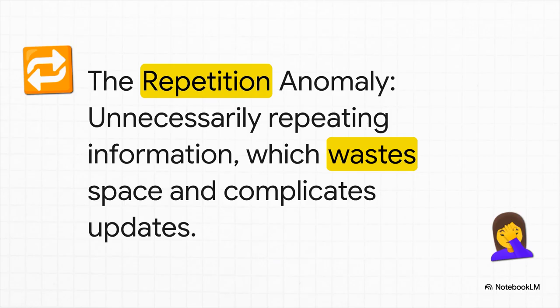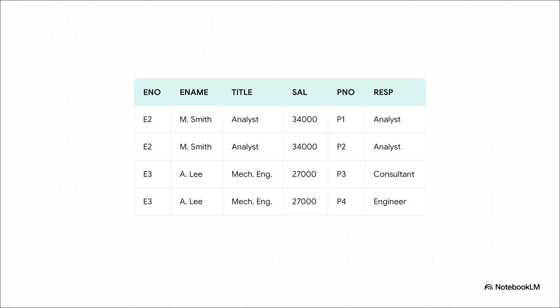This one is called the repetition anomaly, and it's all about saying the same thing over and over again. Just look here at M. Smith. Her employee number, her name, her title, her salary. It's all listed once for project P1. And then, boom, it's all repeated again for project P2. Same exact thing for A. Lee. Now, you might be thinking this is just a little inefficient, but it's way more than just wasted space. It's a trap. And it's setting us up perfectly for our next gremlin.